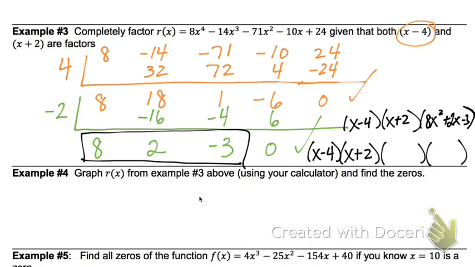Why is it 8x squared instead of 8x cubed? Because we did synthetic twice. The first time it went to cubed, the second time it went to squared.